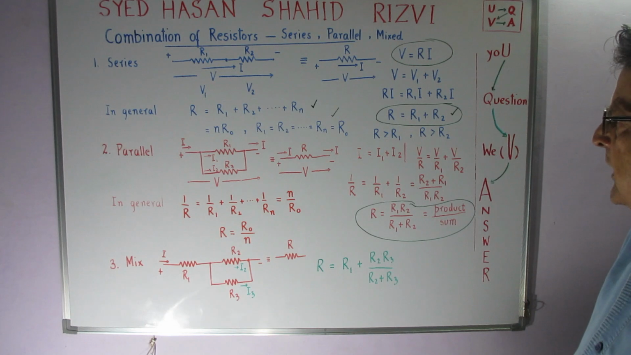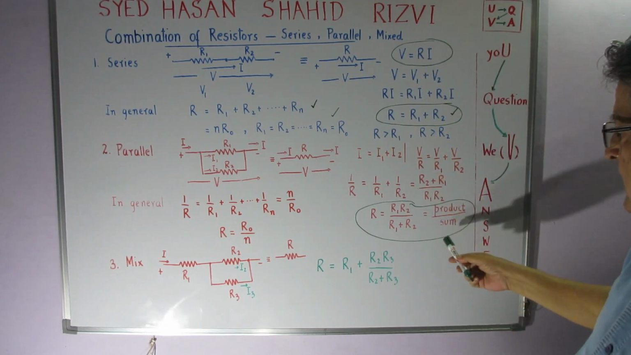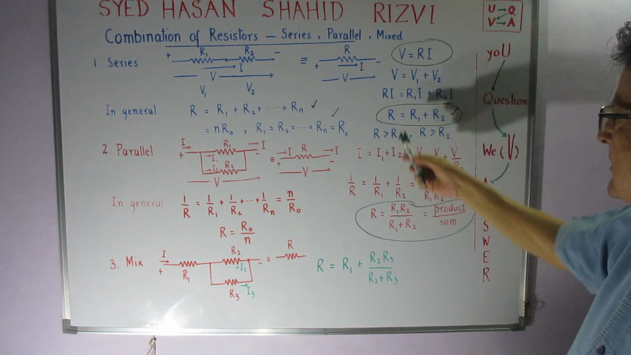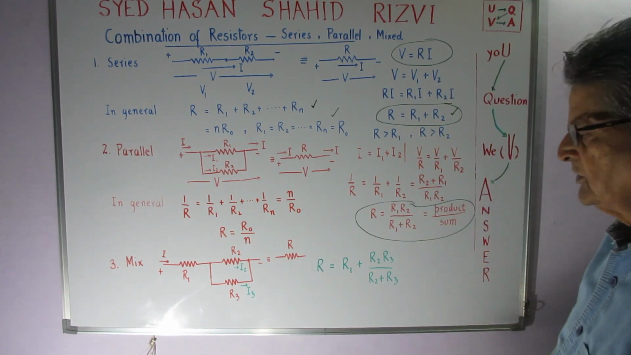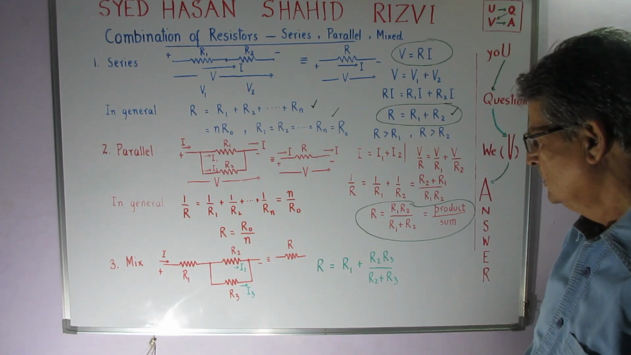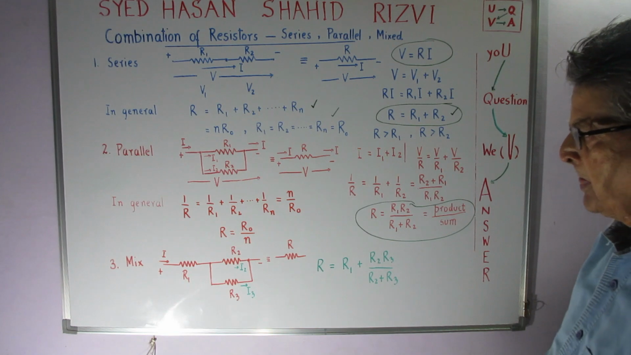Similar thing we obtain in the case of capacitors. In this case, this kind of a relation, C was equal to C1 C2 upon C1 plus C2, and here C was equal to C1 plus C2.